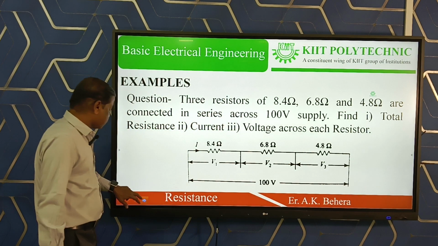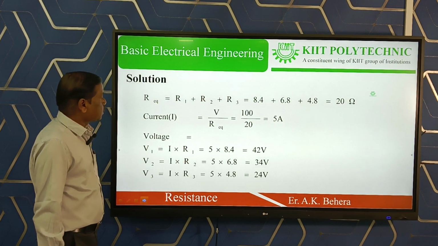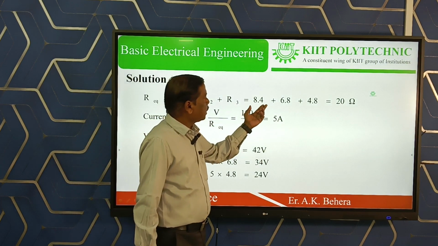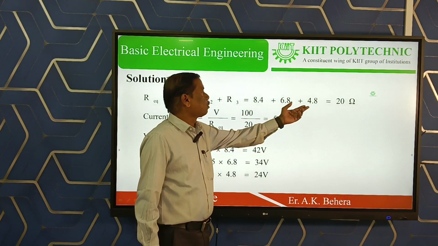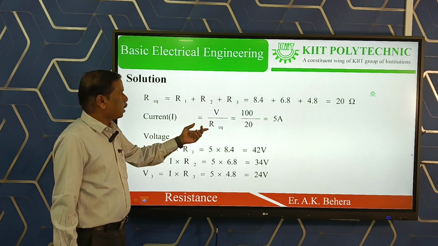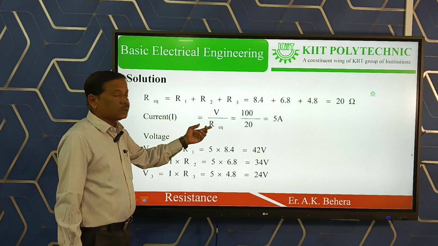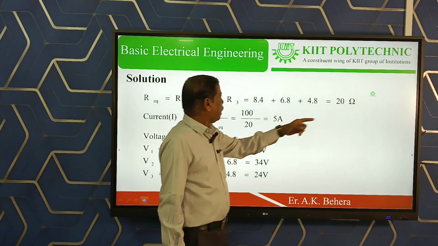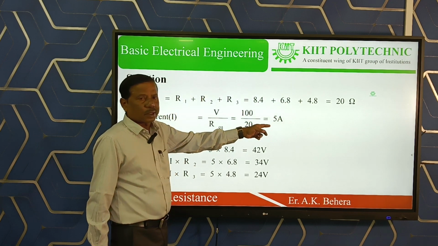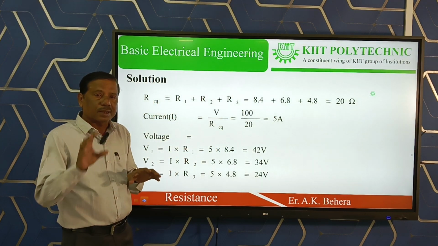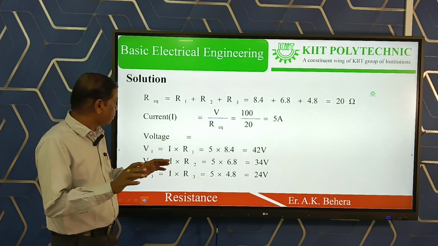Now you can see how it is solved. The total resistance is the sum of all three resistances, 8.4, 6.8 and 4.8, that is 20 ohm, and the current I equals V by R equivalent, where R equivalent is the equivalent resistance. We have got 20 ohm here, and 100 by 20 gives 5 ampere of current flowing through the whole series circuit.